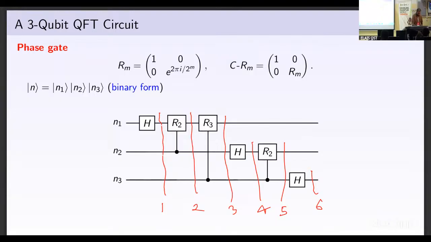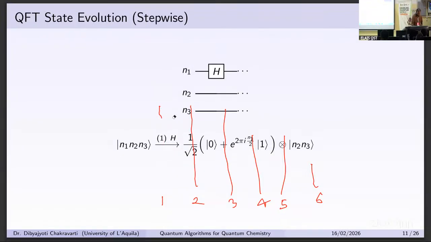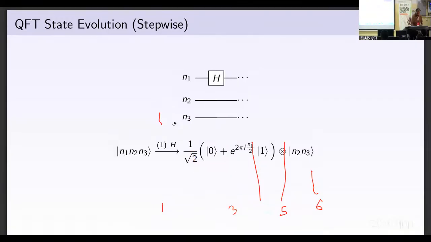So for this first step, the first step is Hadamard acting on the first qubit. When Hadamard acts, this is the general form of the action of Hadamard on a qubit. Since we're generalizing n1, we don't know whether it is 0 or 1. This is the general format of the Hadamard gate.